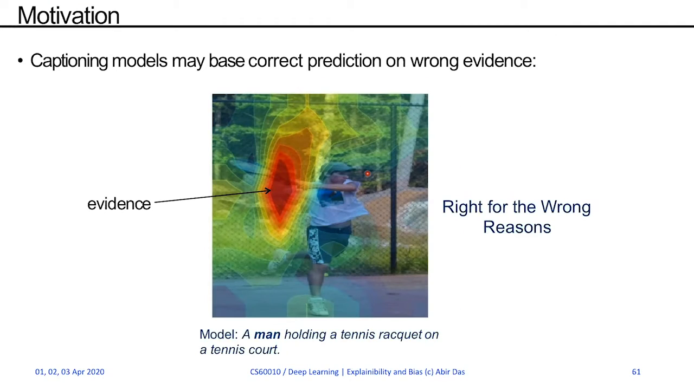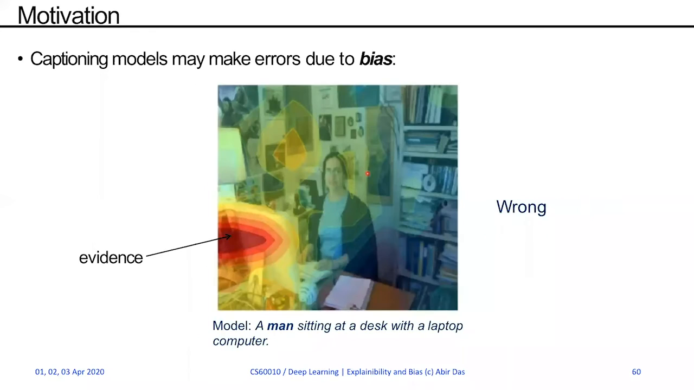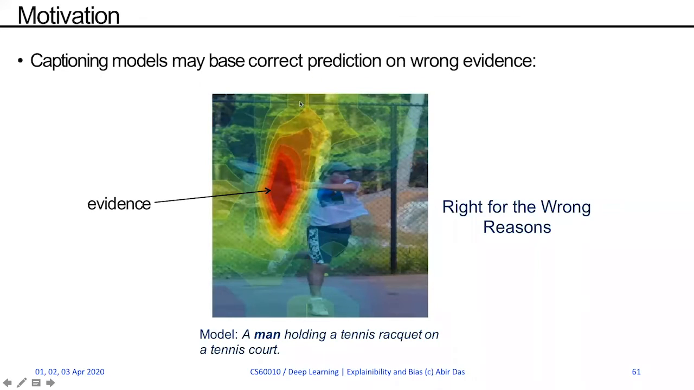Again, captioning models may base a correct prediction on wrong evidence. The earlier one was itself wrong. But here the caption says a man holding a tennis racket on a tennis court. When it is generating the word man, it is actually basing the prediction on wrong evidence.